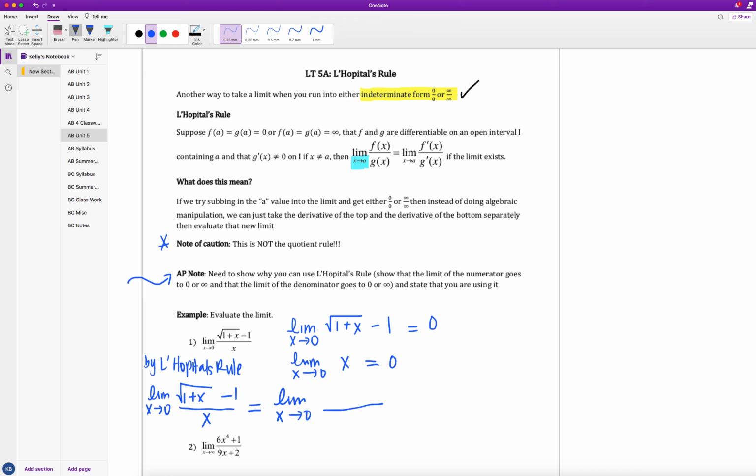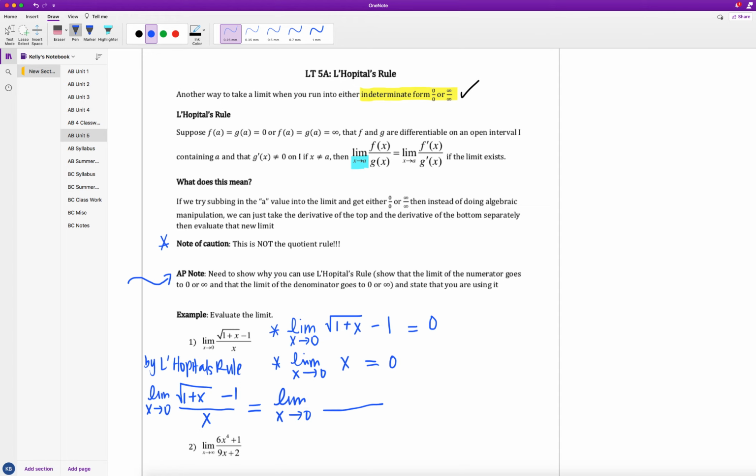But before I can get to this step, I do have to show that the limit of the numerator goes to 0 and separately show that the limit of the denominator goes to 0 as well, and state that I am using L'Hopital's rule. Now that I have met the conditions of L'Hopital's rule, I can take derivatives.